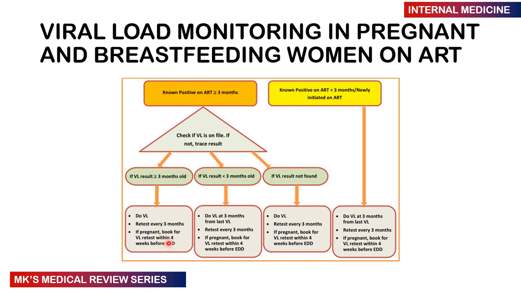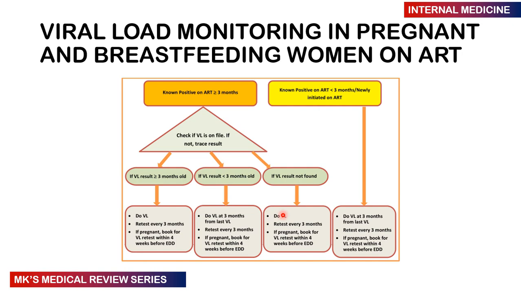If the viral load was done less than 3 months ago, then we do a viral load at 3 months from the last viral load, or retest every 3 months. And then if they're pregnant, we book for viral load retesting within 4 weeks before the expected date of delivery. If the viral load is not found, then we do the viral load, retest them every 3 months, and we book them for viral load testing 4 weeks before the expected date of delivery.